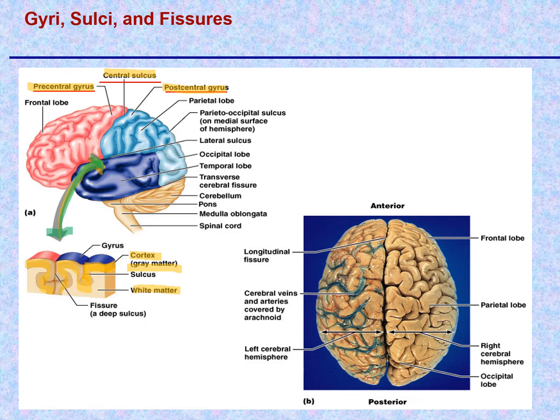Here, when we look at a superior view on this side, that's the anterior side, and this is the posterior side, but this is a view from on top looking down, a superior view. You see that long, deep groove, which is the longitudinal fissure, and that divides the brain into the left hemisphere and the right hemisphere.